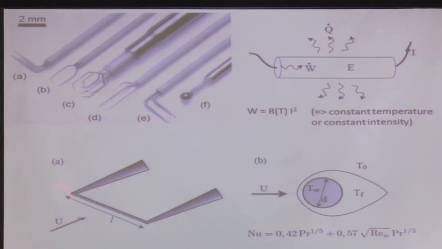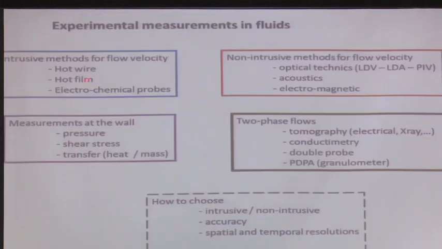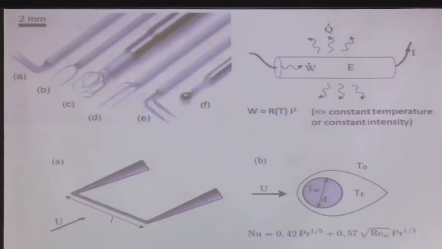So this is the idea of the hot wire. Hot film is the same idea, but instead of making a measurement in the bulk, you use a film, and you make the measurement close to a wall. It's very popular in fluid mechanics, mostly in aerodynamics.